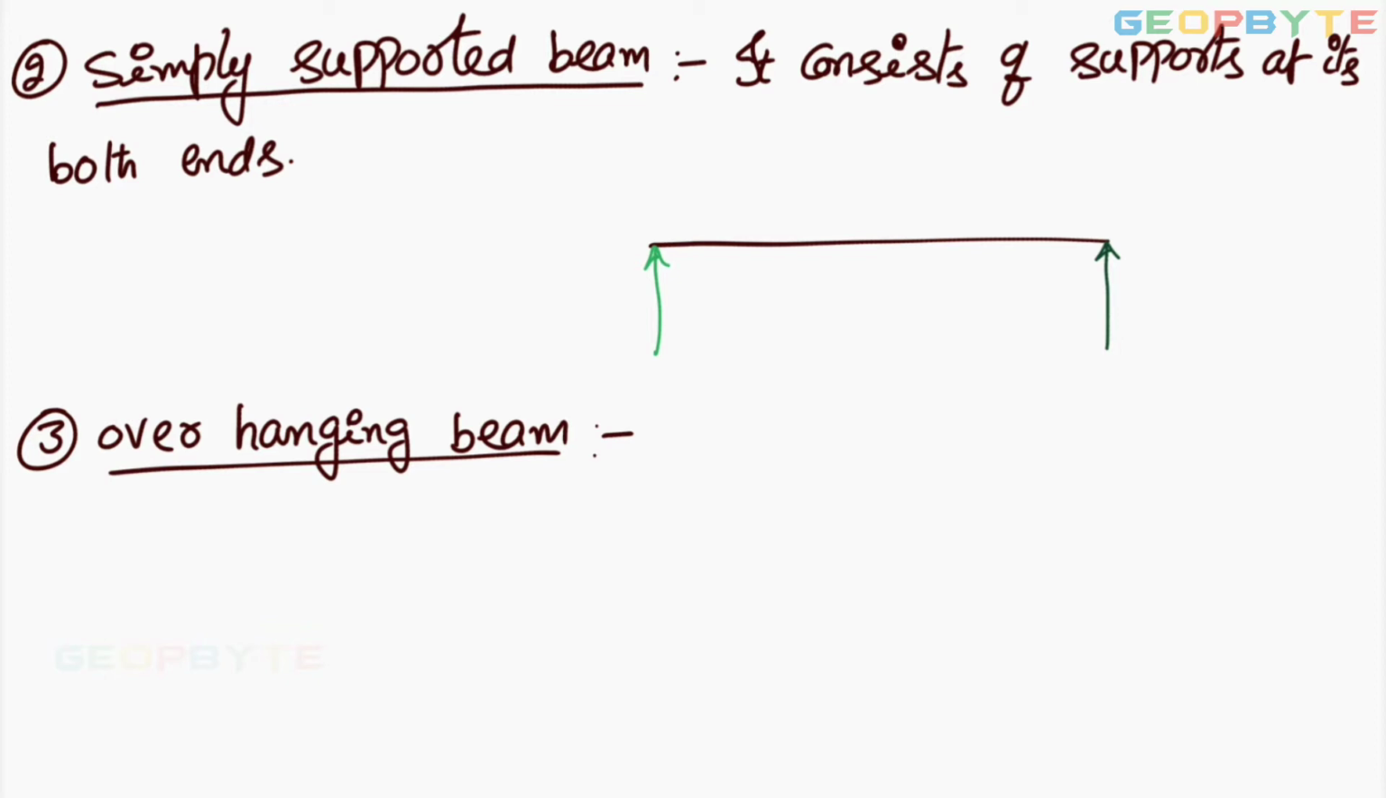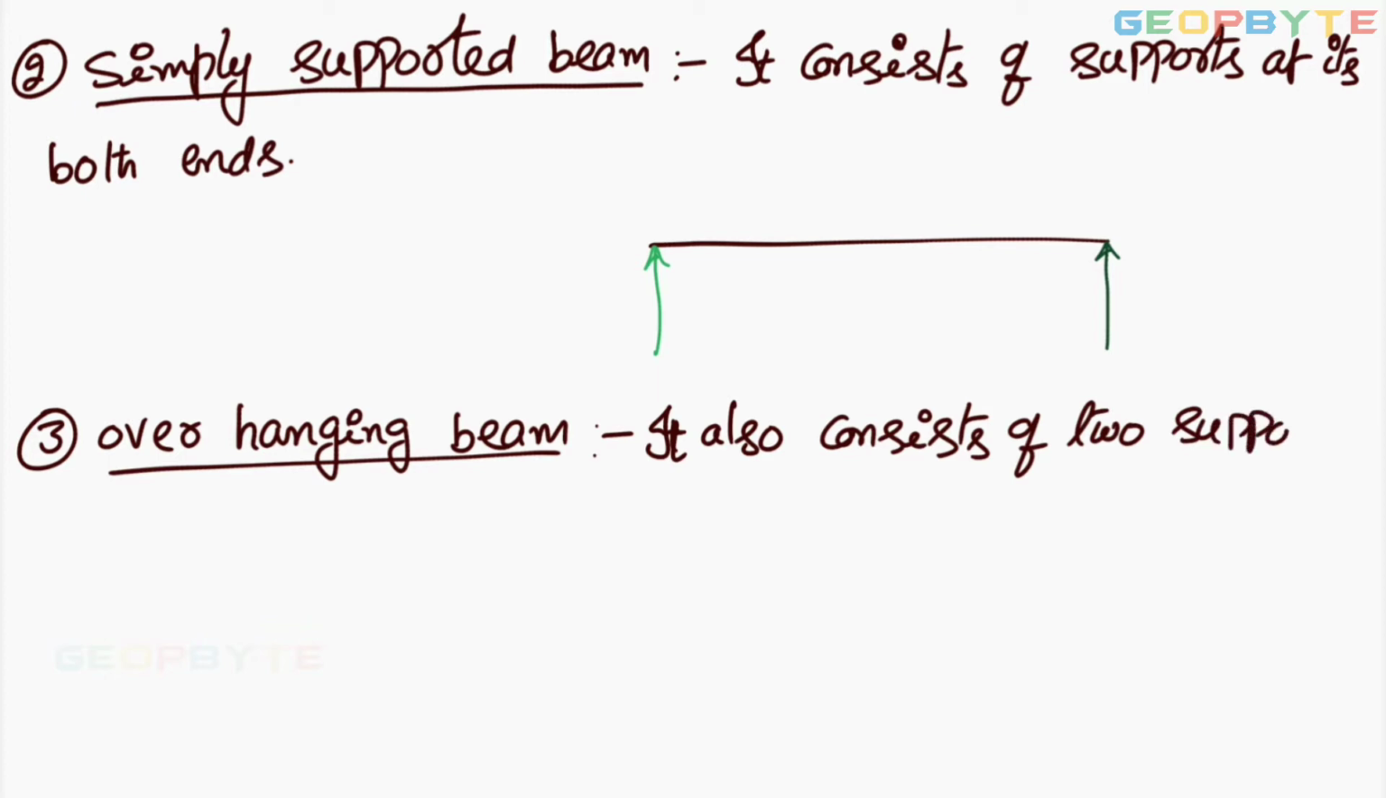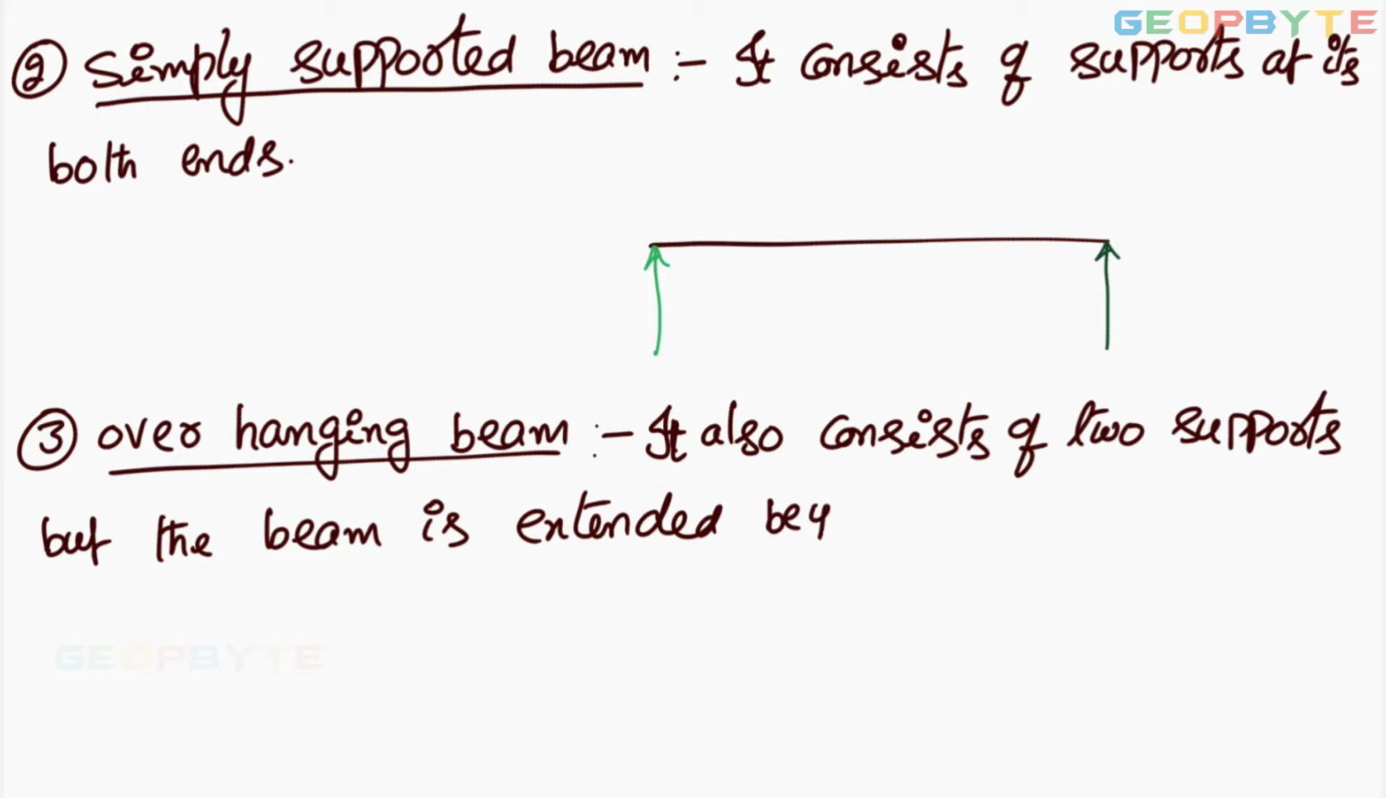Remember, the overhanging beam also consists of two supports, but the beam is extended beyond the supports.